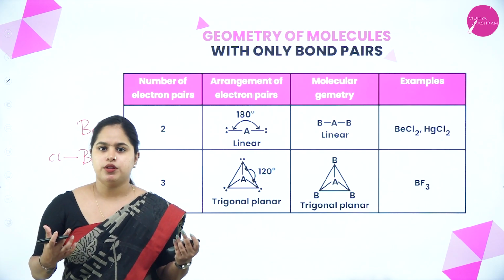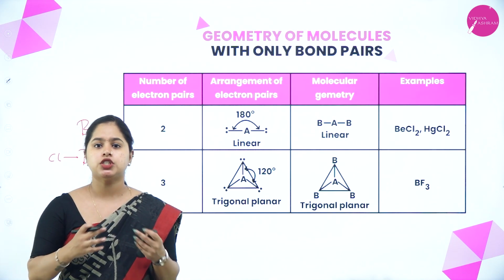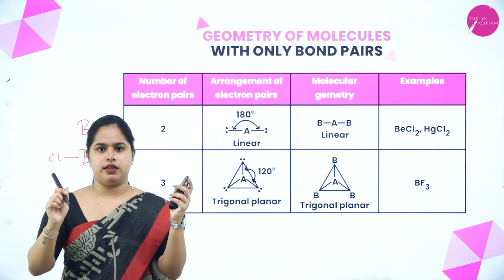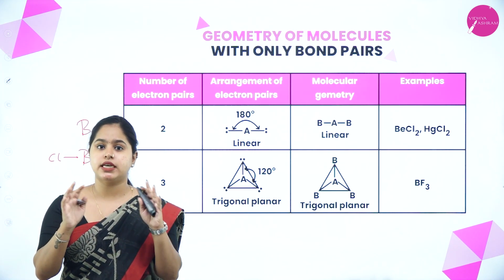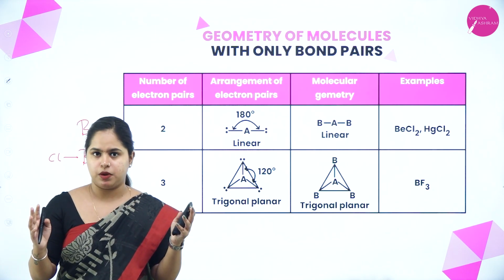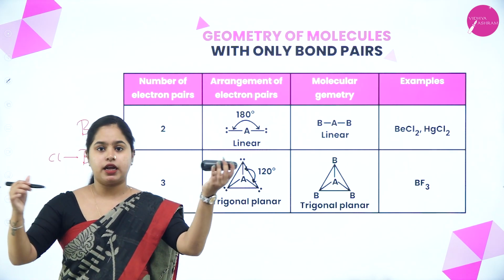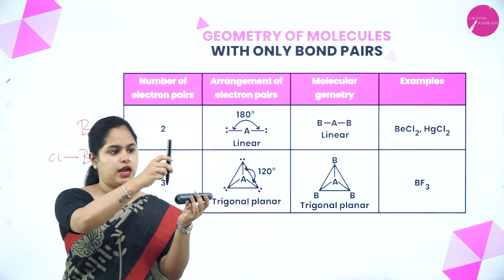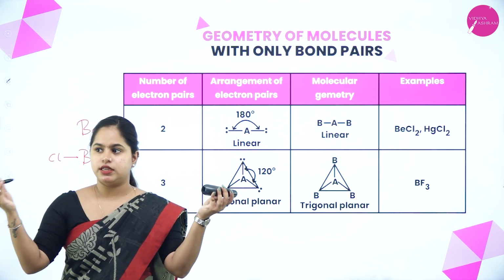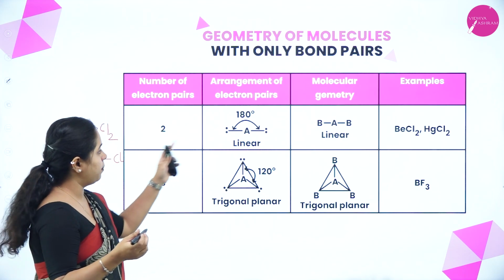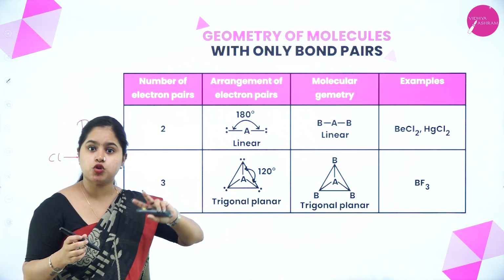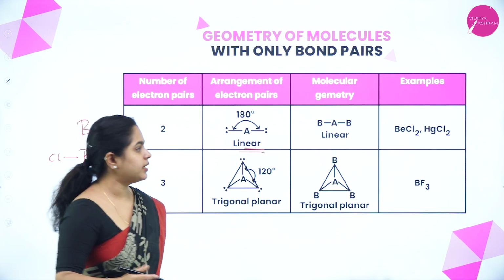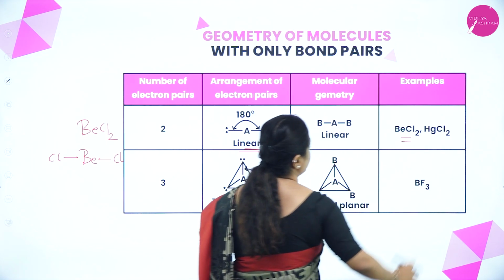So what do they do? They have to attain a position in which the repulsion is minimum and the distance is maximum. If 2 people are there and they have to attain a position as far apart as possible, they try to stand opposite to each other. They won't come and stand here like this, they stand here. So when only 2 electron pairs are there, they attain a linear shape. So that is BeCl2.